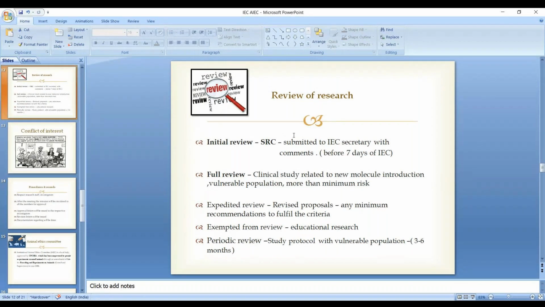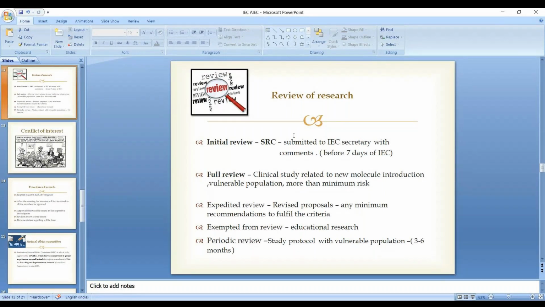Some protocols are exempted from the review. They are the educational research. Like teaching learning methods, we have different methodologies. Chalk and board method is better than the demonstrative mode, or in teaching learning, PowerPoint presentation is better than the didactic lecture. All these are the protocols which come under educational research.